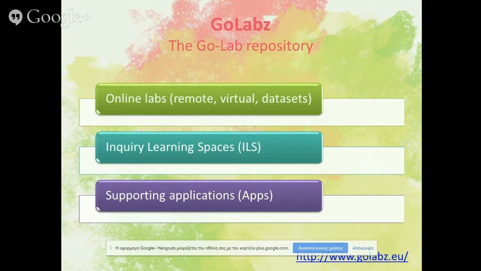So we're going to start with GoLabs, which is the GoLab repository. In GoLabs, you can find 3 things again. You can find online labs. You can find inquiry learning spaces. This is how we called activities in GoLab. The activities of GoLab are called inquiry learning spaces, or ILSs, as you might hear me call them, and some supporting applications. So let's go to the repository straight away, and I will show you there. The link for the repository is down on the right.